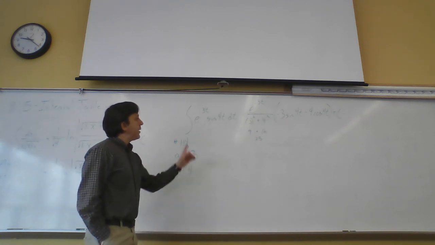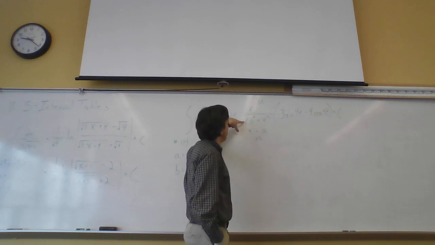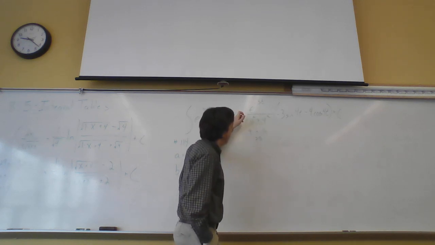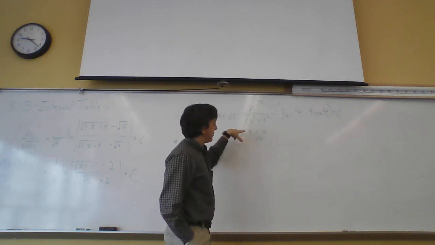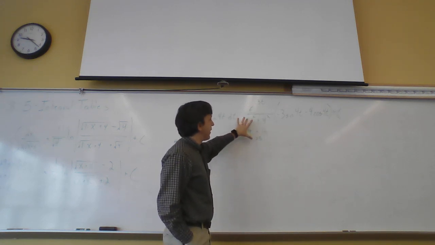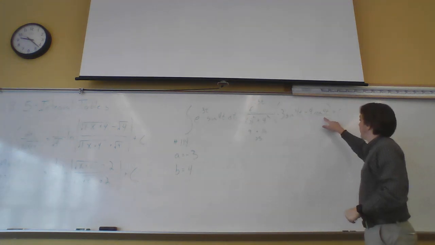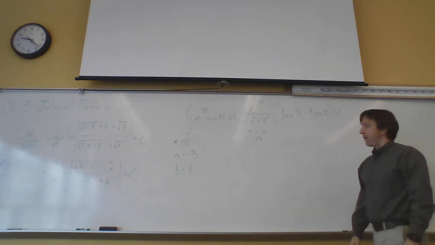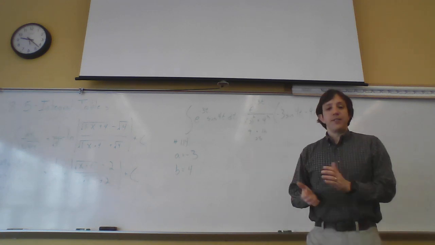Plugging everything in, we get e to the negative 3t all over negative 3 squared plus 4 squared. When you clean this up, I didn't feel like rewriting it, just turn it into 9 plus 16 and get 25 there. But then the rest of it is just negative 3 sine 4t minus 4 cosine 4t, plus c. So there we go, two pretty nice examples. Let's go and get some more.